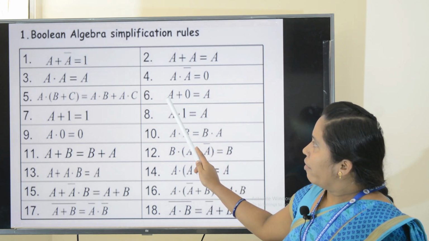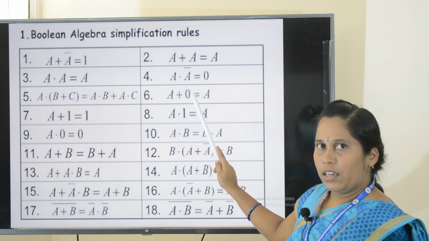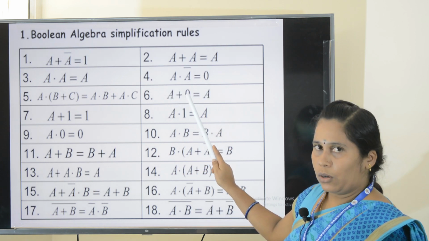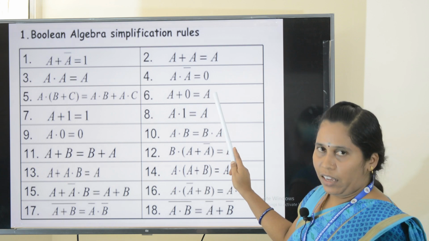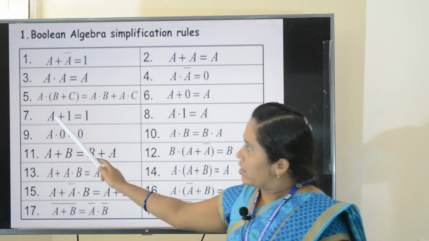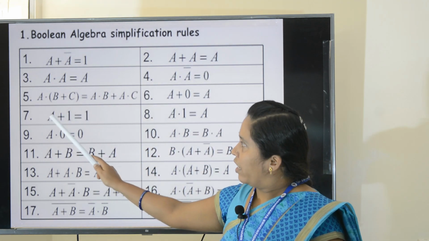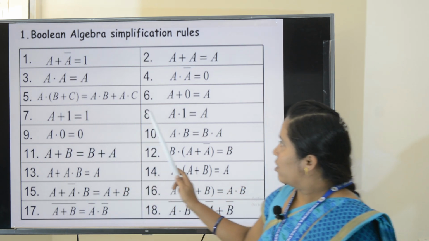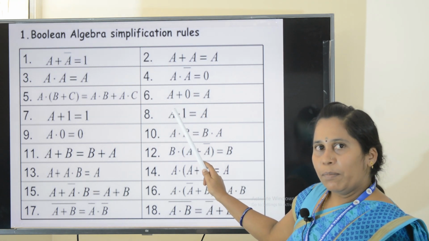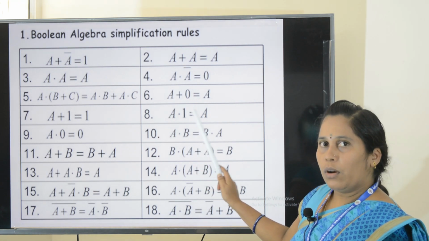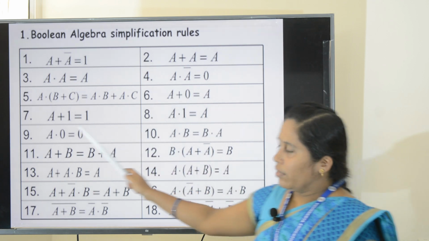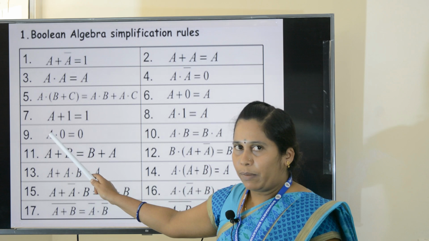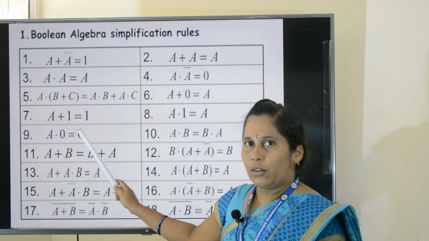Next, A plus 0 is equal to A. A variable added with 0 is always equal to the variable A. Next is A plus 1. A variable added with 1 is equal to 1. Next one, a variable multiplied by 1 is equal to the variable A. The next rule, A into 0. 0 multiplied by anything is always equal to 0.